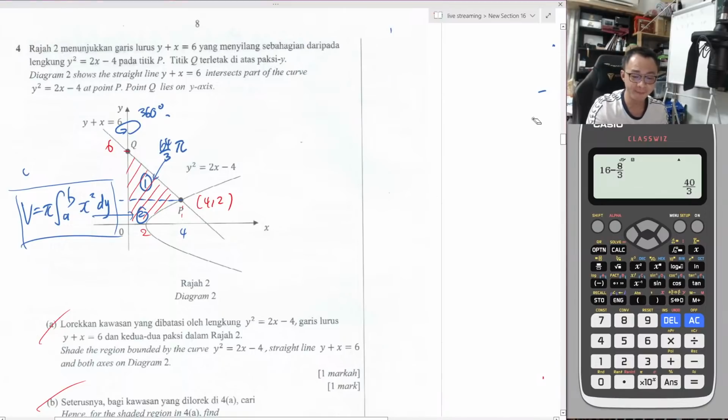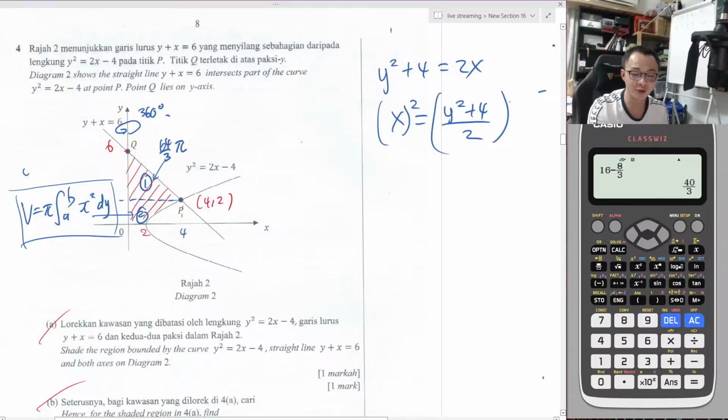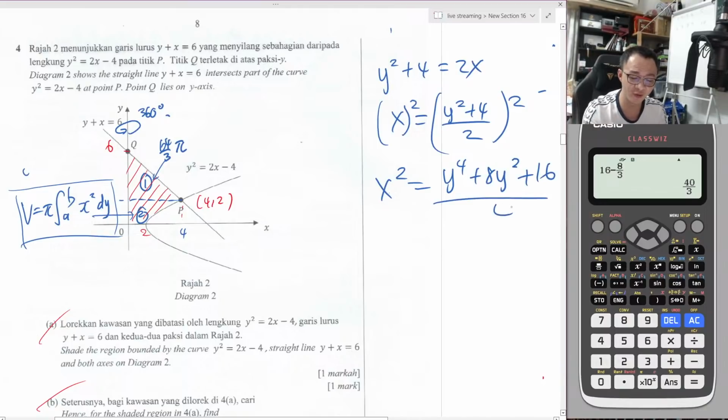So, okay. Therefore, y squared plus 4 equals 2x. x equals y squared plus 4 over 2. So x squared will equal the square of this as well. So for x squared, I will square the numerator first. So it's y power of 4 plus 8y squared plus 16, over 4. No need to separate them, I can take it out.